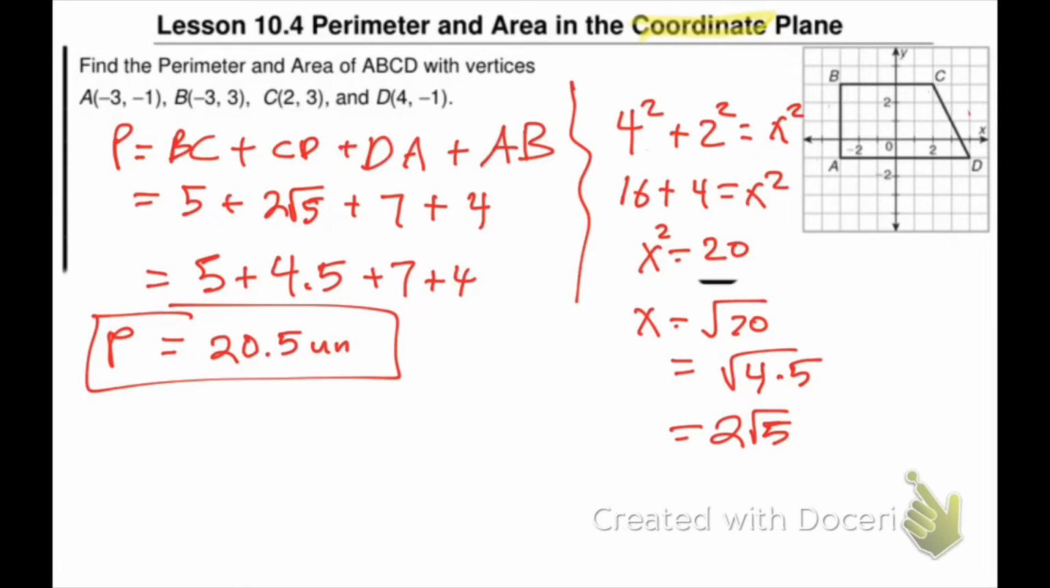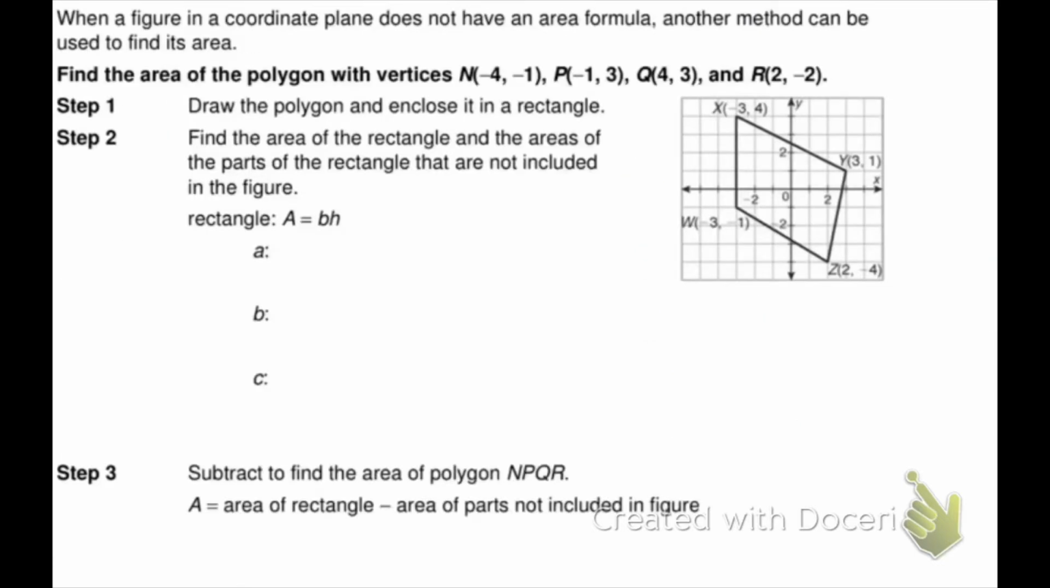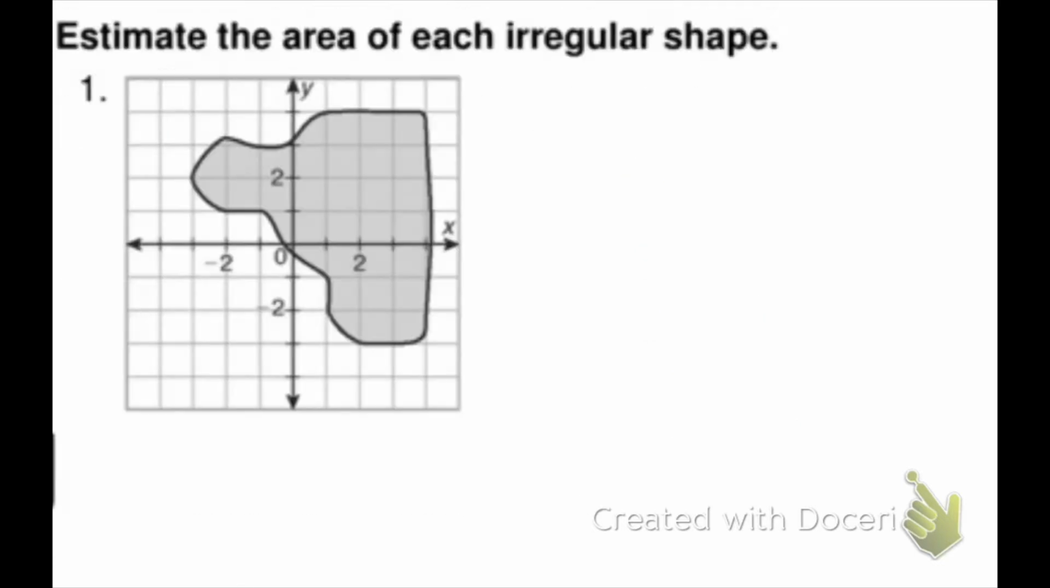All right. Two more slides. Estimate the area of this irregular shape. For this one, the easy way is I would just suggest counting. So here, we're going to be looking at this shape. Let's just go ahead and start counting.